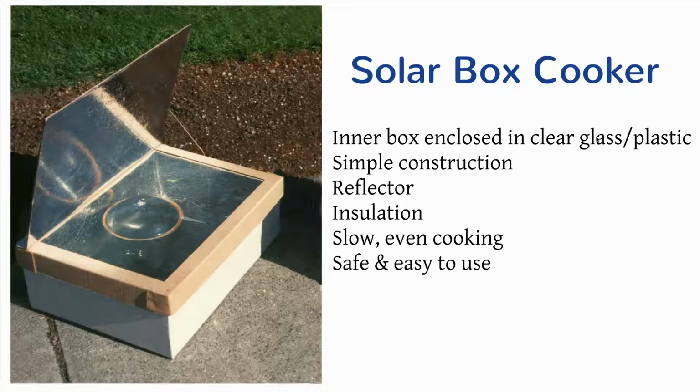Very simple construction, the reflector. This insulation is quite important. You don't want to lose the heat. That's what it can manage. This is slow, even cooking because it's fairly big, uniform. It's very safe. You can never get it too hot. It's a solar box cooker.